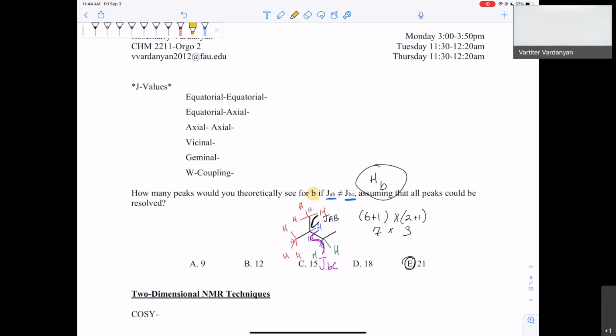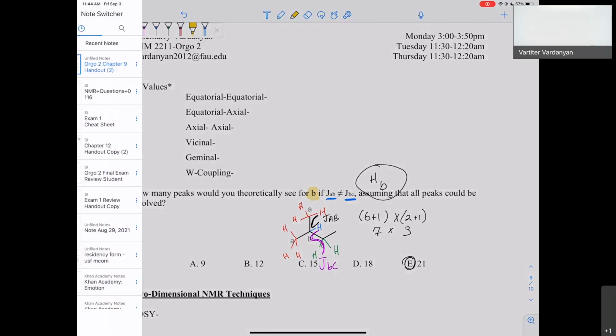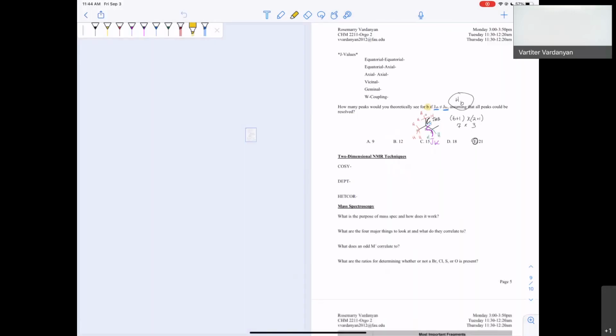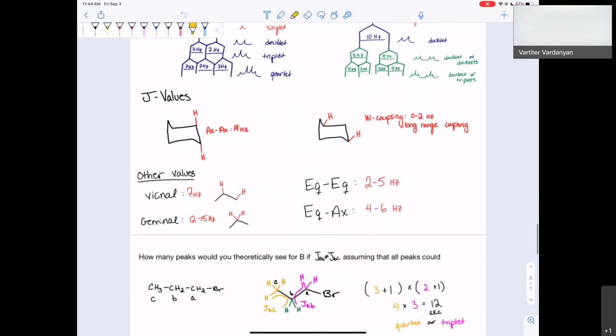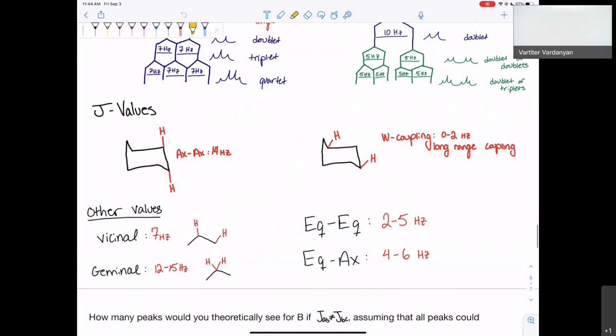Okay, so I believe I showed you guys the J value stuff. I don't want to rewrite it, so just party over here for a second. All right. These are the J values you have to know. Most likely, he's probably just going to draw something like this, and he's going to say, what's the J value for those 2 hydrogens?